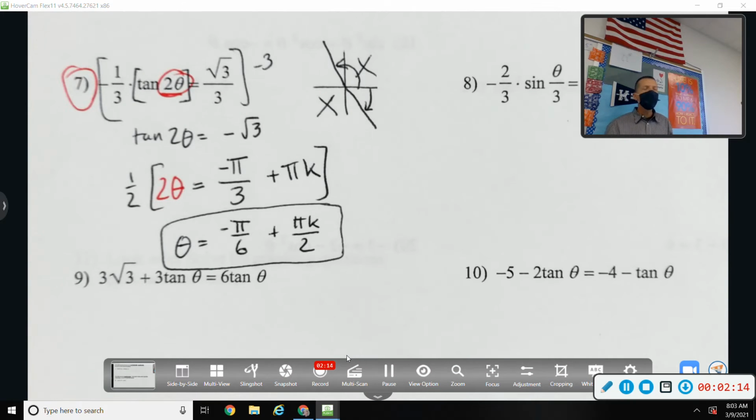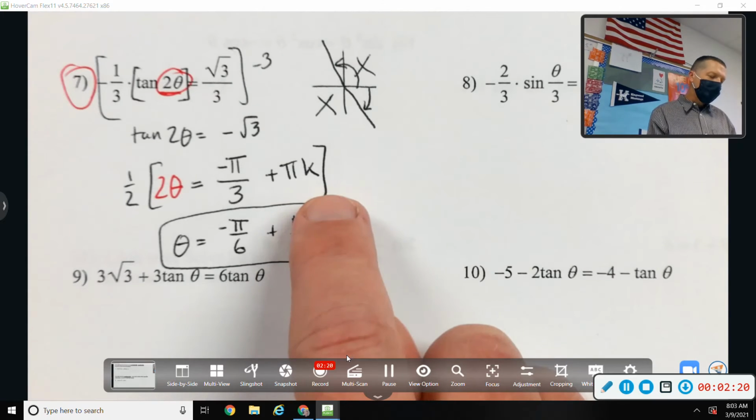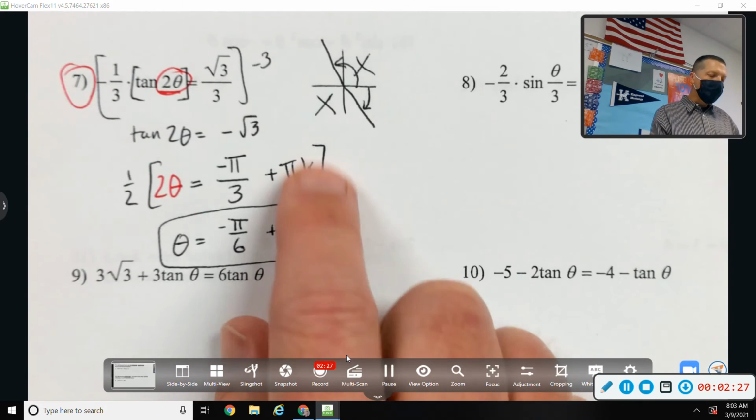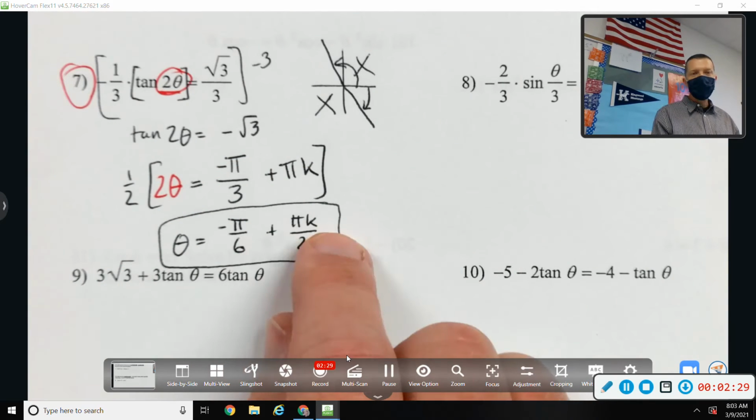So most people remember to divide by 2. A few people, they know the tangent rule is add pi k, and so they wait to the very end and put it on. But you can't wait till the very end, because then you'd forget the 2 there. So put it on when you come up with the answer, and then divide everybody by 2.